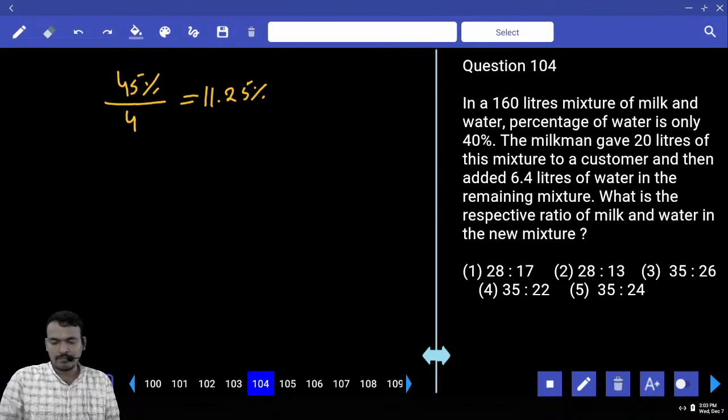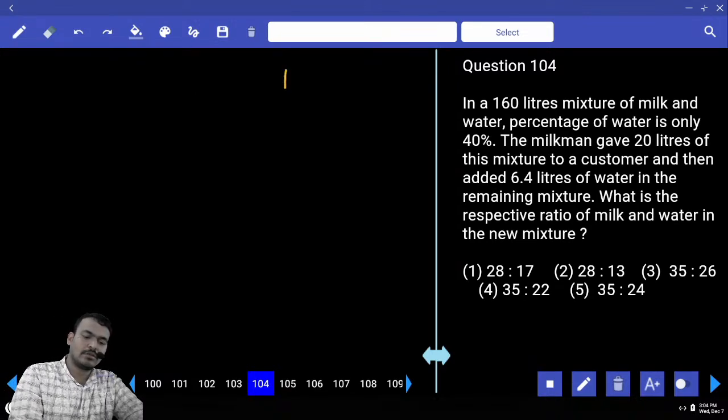Question number 104. In 160 liters of a mixture of milk and water, the percentage of water is only 40%. The milkman gave 20 liters of this mixture to a customer and then added 6.4 liters of water. What is the respective ratio of milk and water in the new mixture?